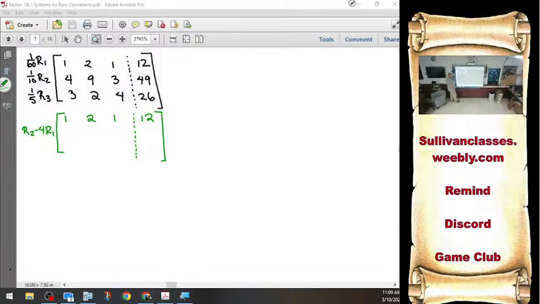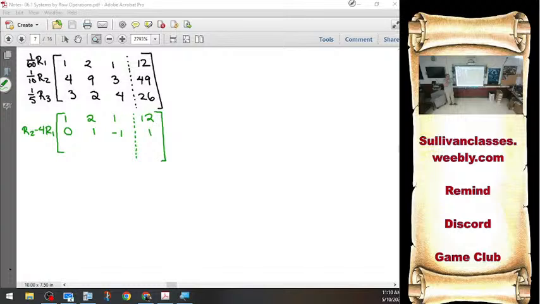Do you got the mental math mojo? Times the -4 and add it. 0 times a negative 4 and add it. 1. Times a negative 4 and add it. Negative 1. Times a negative 4 and add it. 1. Cool.